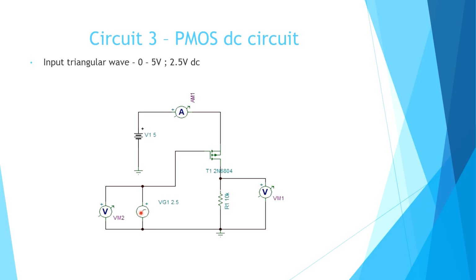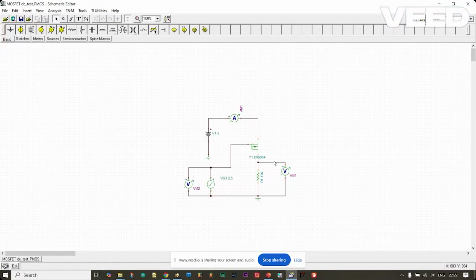So this is a voltage from a triangular wave generator. Okay. So now let's see the circuit simulation. So this is the PMOS circuit, PMOS DC circuit. So let's see the waveform. Oscilloscope.